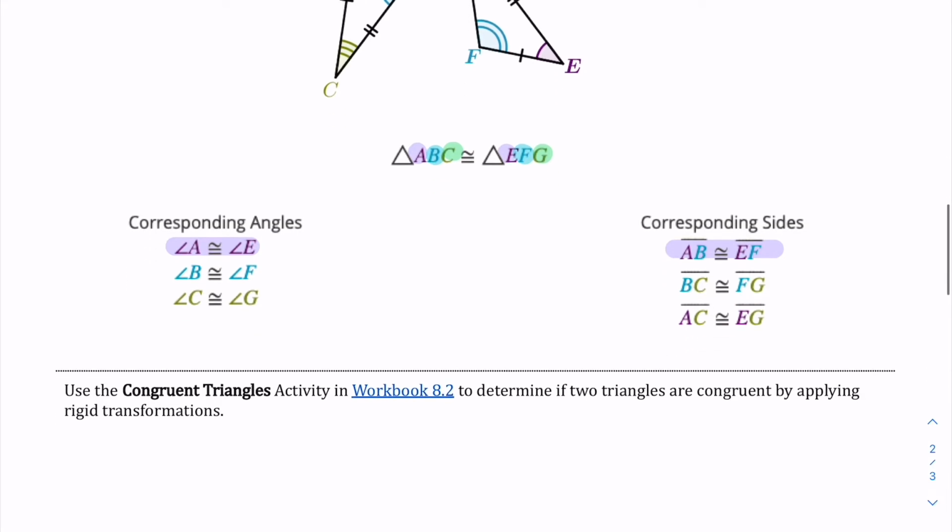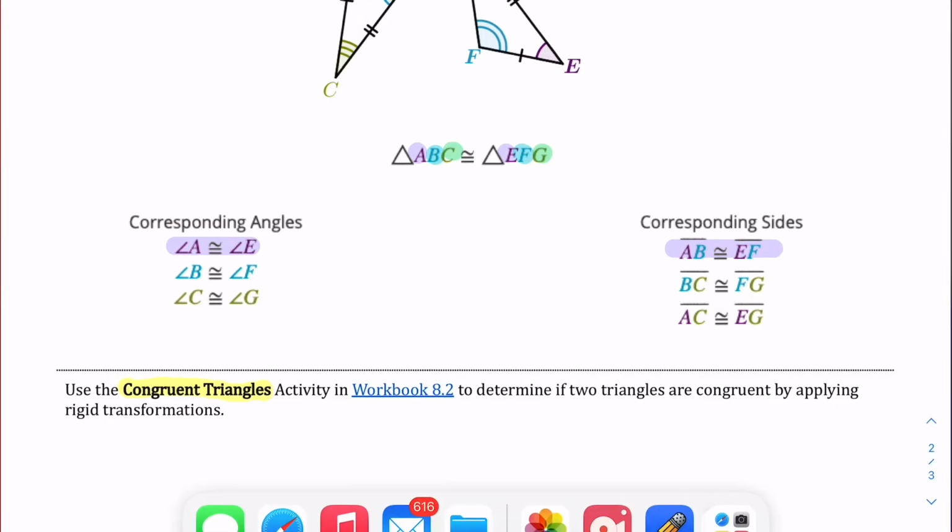What I mostly want to focus on for 8.2 is using the congruent angles activity in your 8.1 workbook to decide if those triangles are congruent. And I'm just going to screen share and snip that to this video. You're welcome though to split screen and do it on your own while watching this video as well.